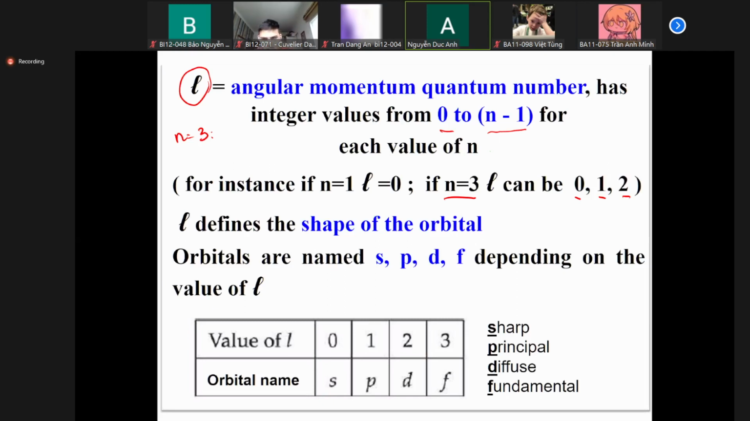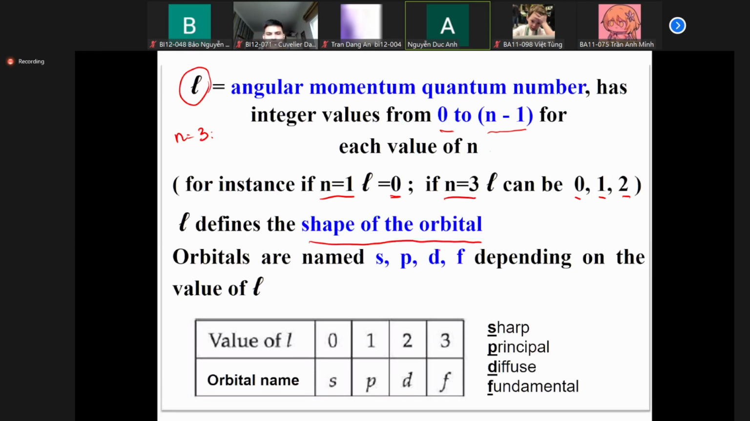So this means that for the first energy level, n equal to 1, you have only one l, which means you have only one set of orbitals. If you have n equal to 3, now l can be 0, 1, 2, so you have 3 values. This means that you now have at least 3 sets of orbitals. The information from l is the shape of the orbitals.